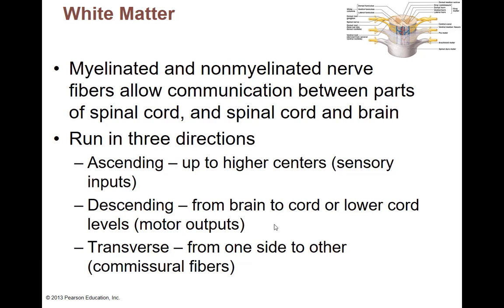We can also have white matter sending information back down. We've thought about what we're going to do about it, so we're going to send information back down to the nerve. It travels through the white matter. Or you can have some of the white matter that's just sending information from one side to the other.